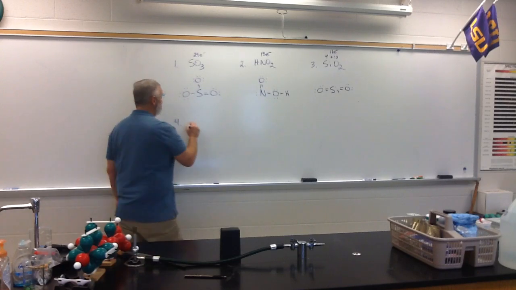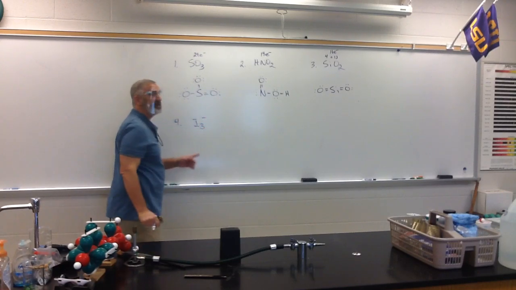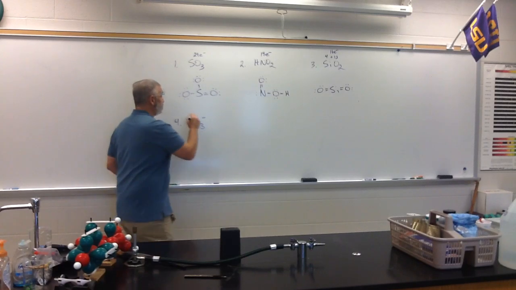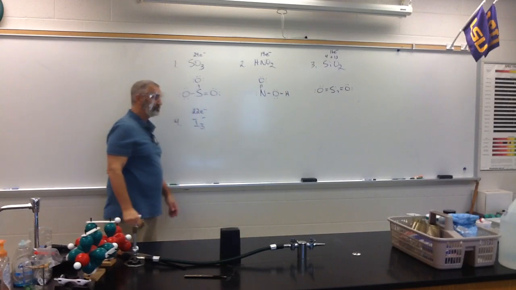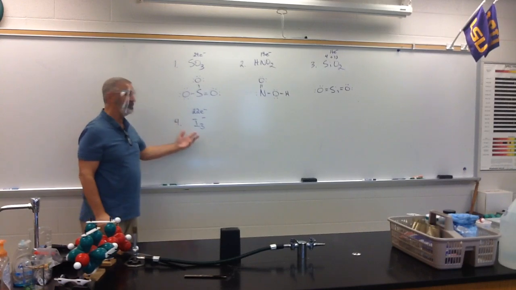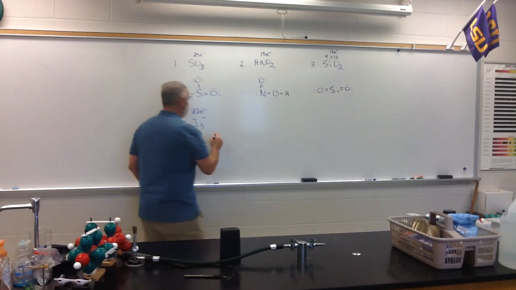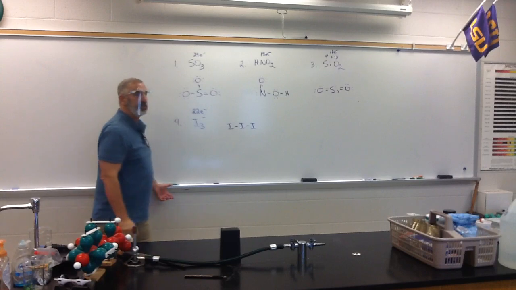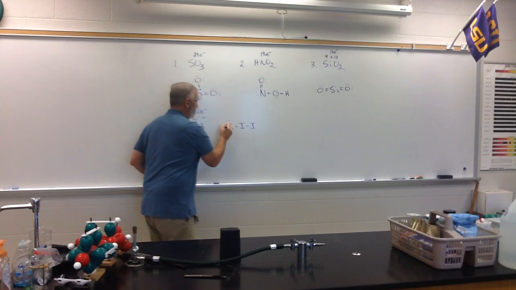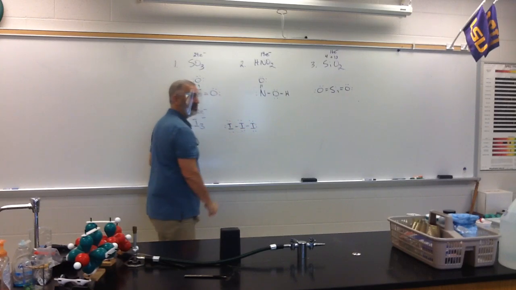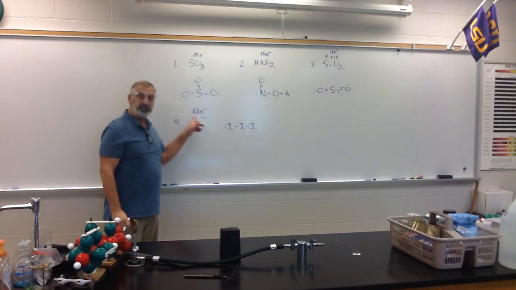So, what's number 4? I3 minus, so this is another good one. First off, what's the minus mean? Extra electrons, so it's 7 times 3 is 21, plus 1 is 22 electrons. Now, this one's a little bit easier too, because which one's the central atom? Iodine, one of them. So it's gonna be I. 2, 4, 6, 8, 10, 12, 14, 16, 18, 20. But I need 22.